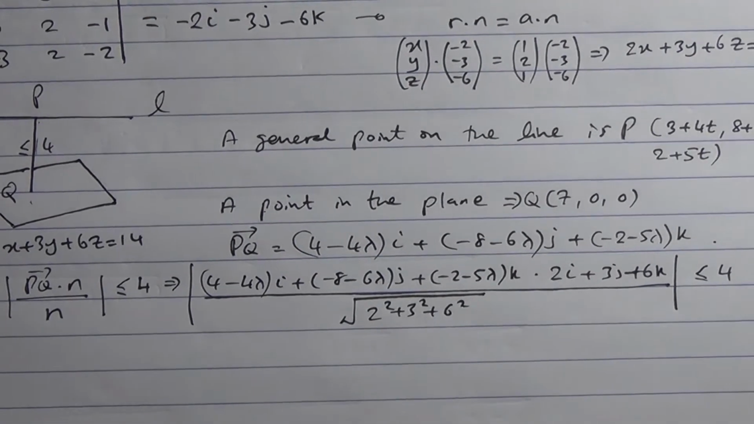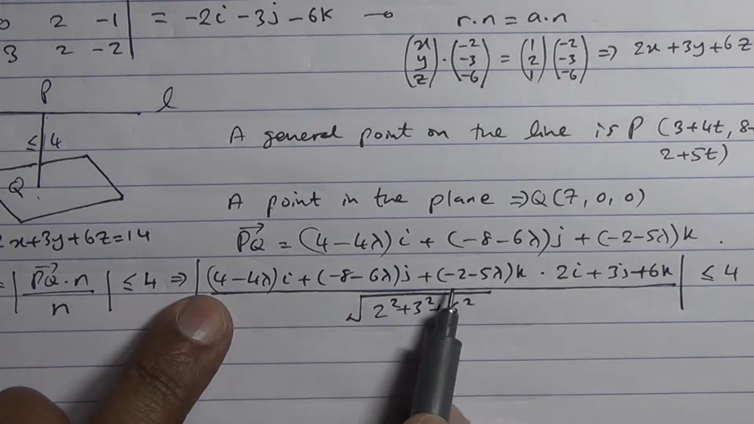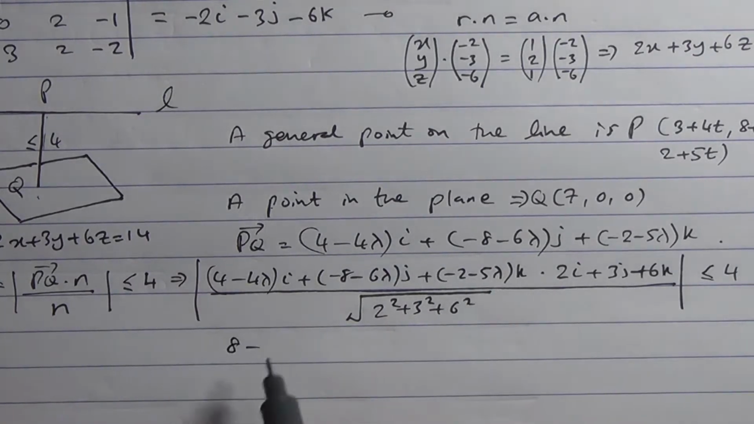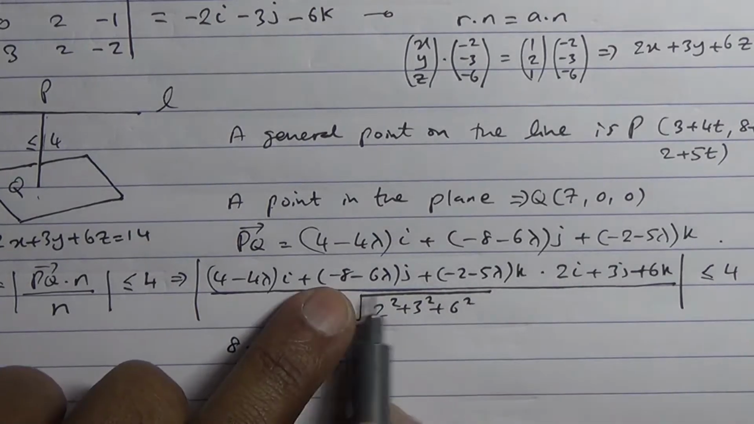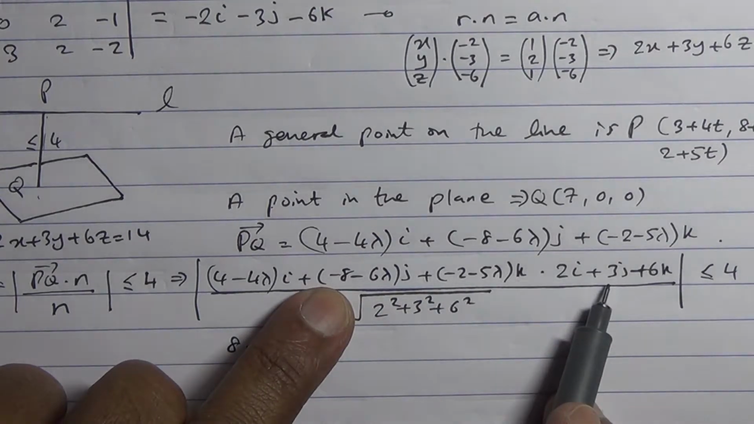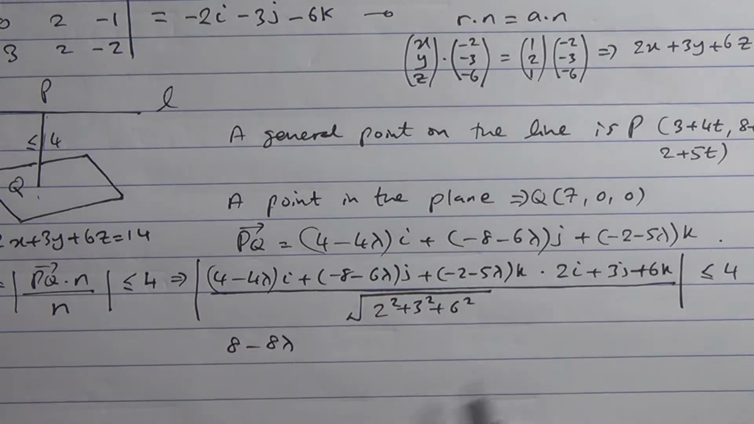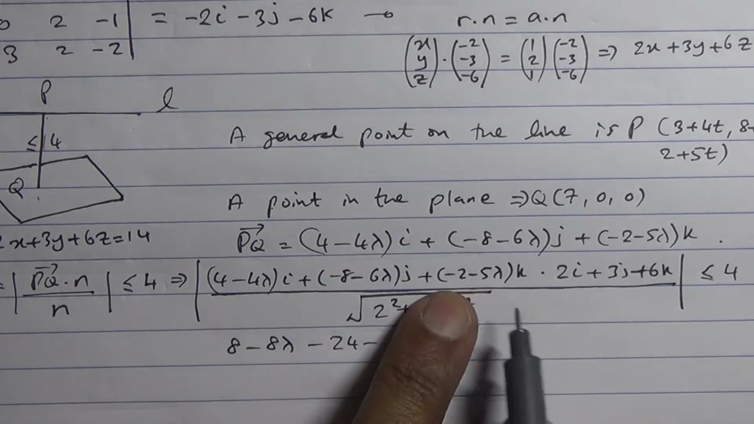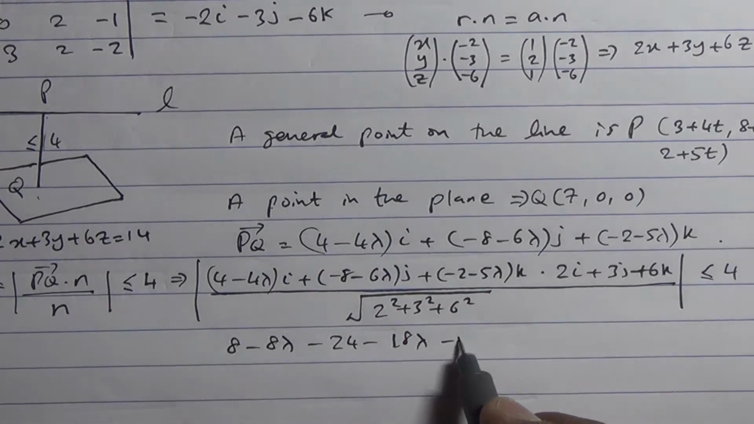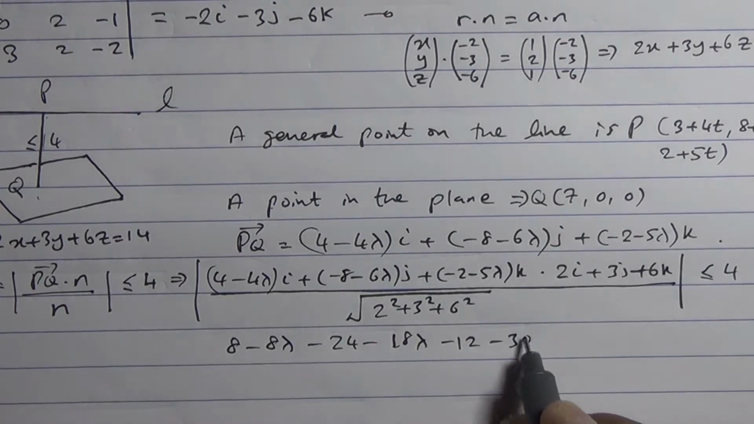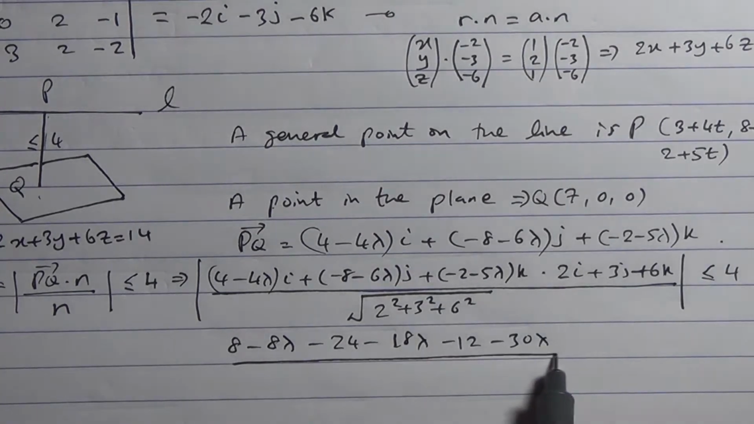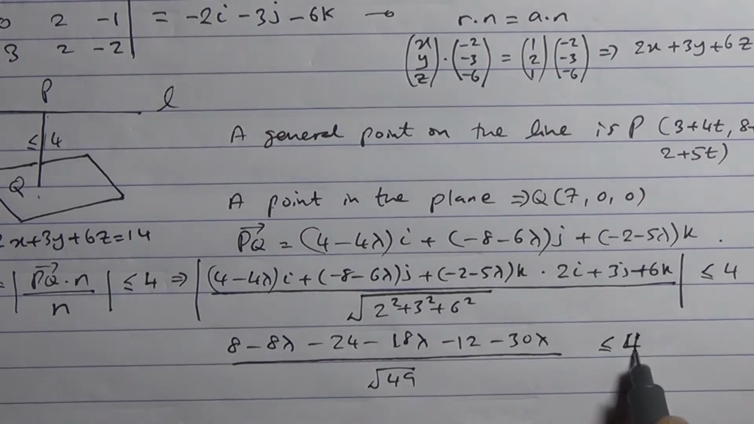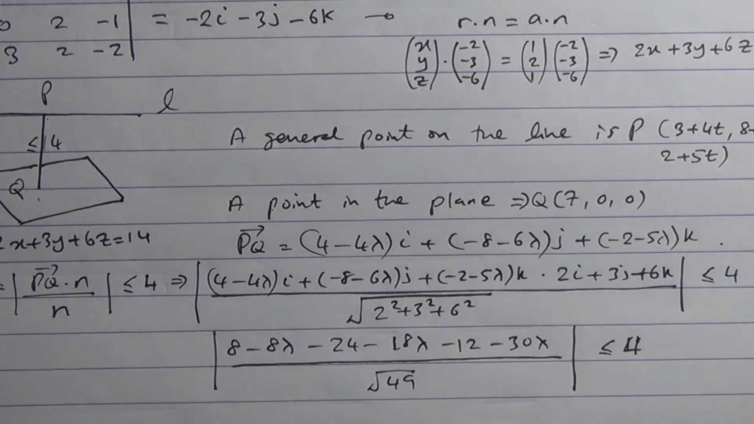And let us see where we go with this. So 4 times 2 is 8. We got then 8 minus 8 lambda, minus 8 times 3 is minus 24, and then 6 times 3 is 18, minus 24 minus 18 lambda. Also we've got minus 2 times 6, which is minus 12, then minus 30 lambda. All of that divided by the square root of 49, less or equal to 4. Remember, this is the absolute value.